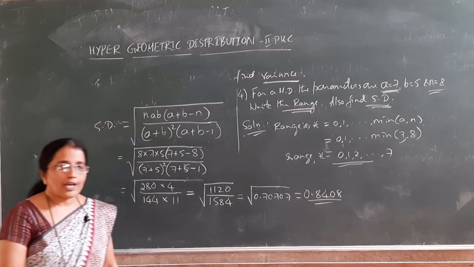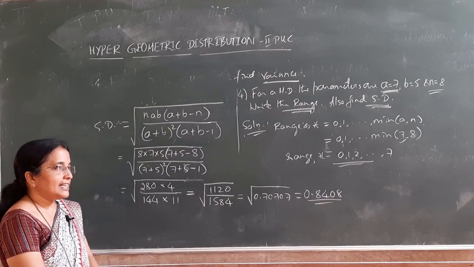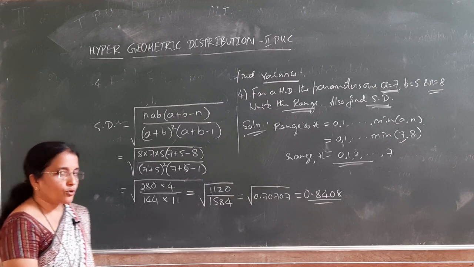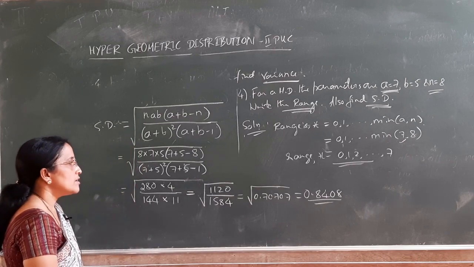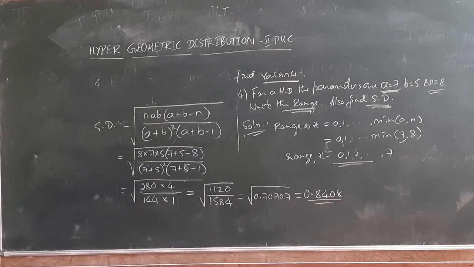Mean and variance together can be asked for 5 marks because here the formula is lengthy. So by considering together mean and variance, it will be asked for 5 marks. The next small problem.